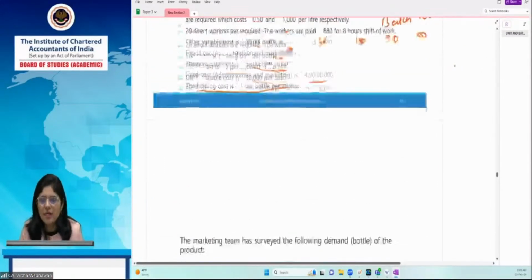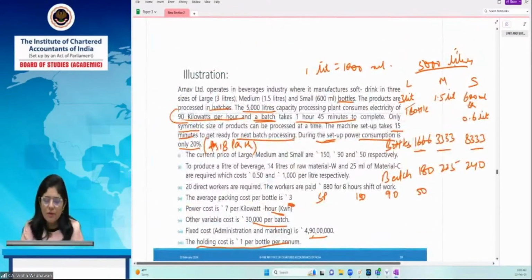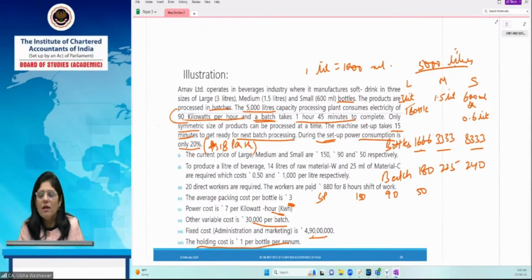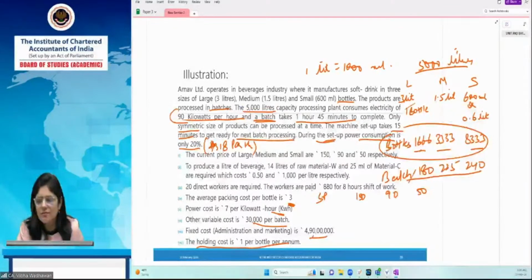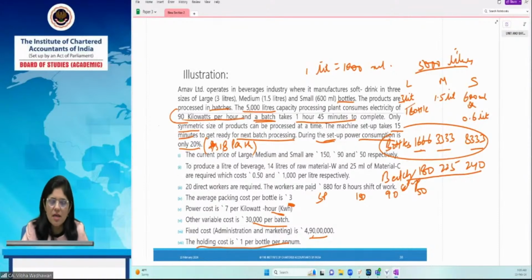You got it? So this is how the preliminary information we have collected. 5,000 liters is the capacity. One bottle has 3 liter. So how many bottles we can make in one setup? These are the bottles we can make in one setup. So how many setups we require to manufacture annual demand? So these batches or setups we require. You can say setups also require to calculate this. Clear? So this is the preliminary information we have collected.